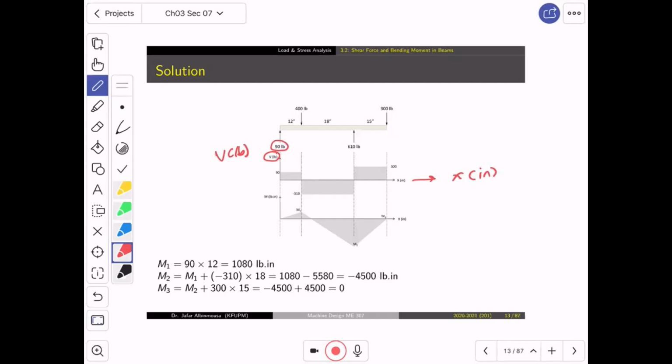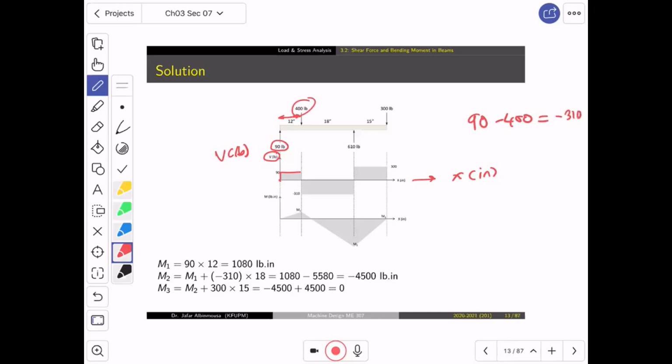Okay? Number two, we start with the reaction, which is 90. So we go from 0 all the way to 90. And then what happens after 90? All of this distance, there is nothing except 90, so I'm going to continue as constant. Then all of a sudden, I have 400. 400, where, ya shabab? Acting downward. So I have minus 400. I have 90 as positive. Minus 400, how much is it?